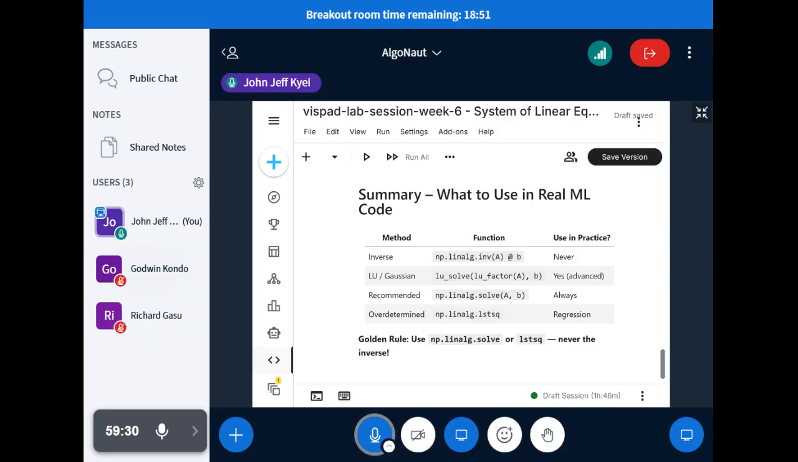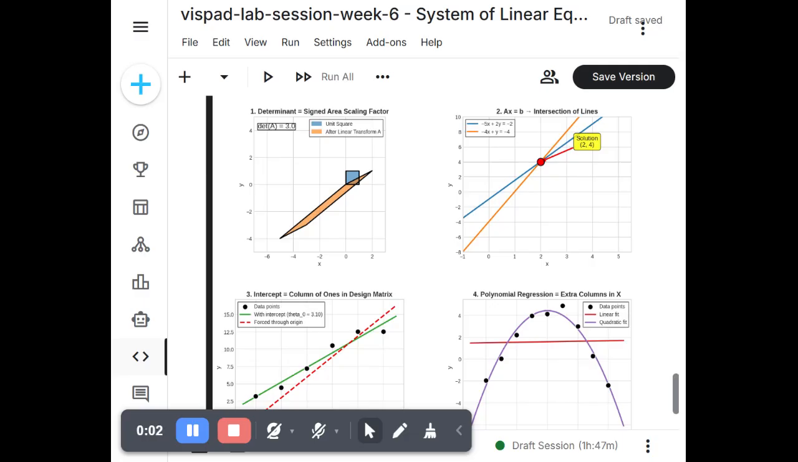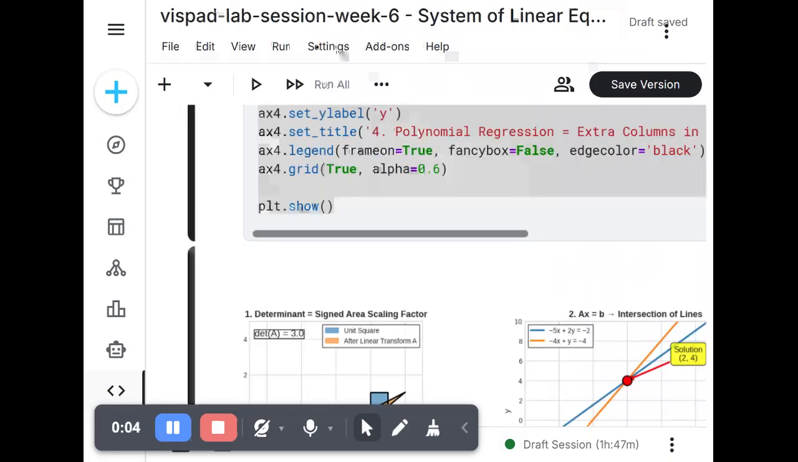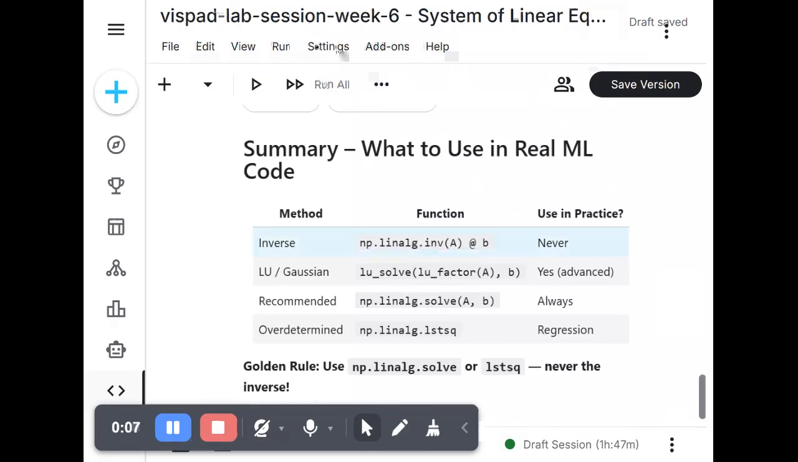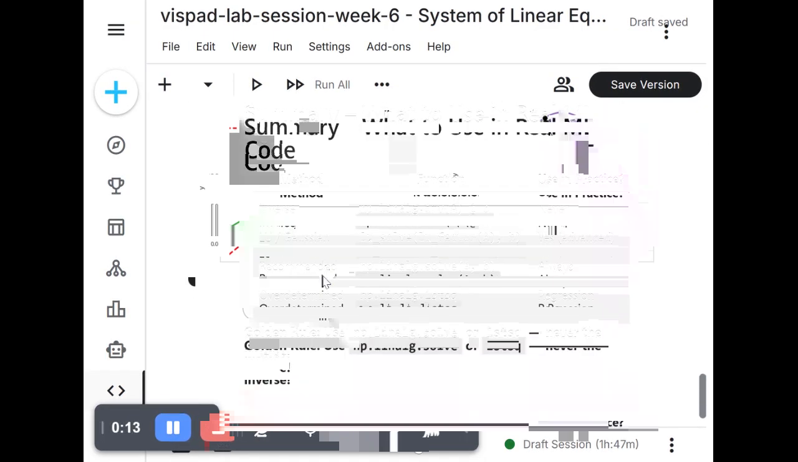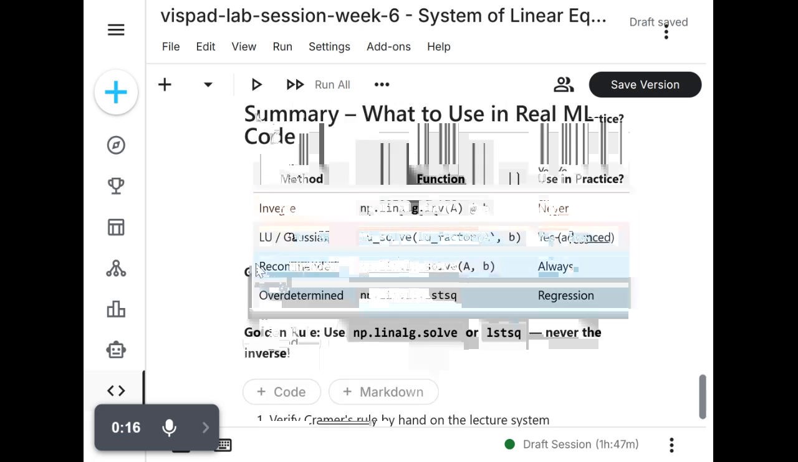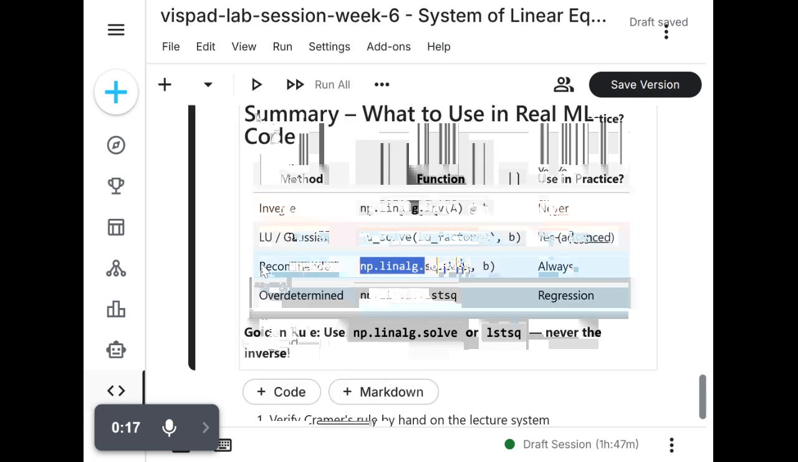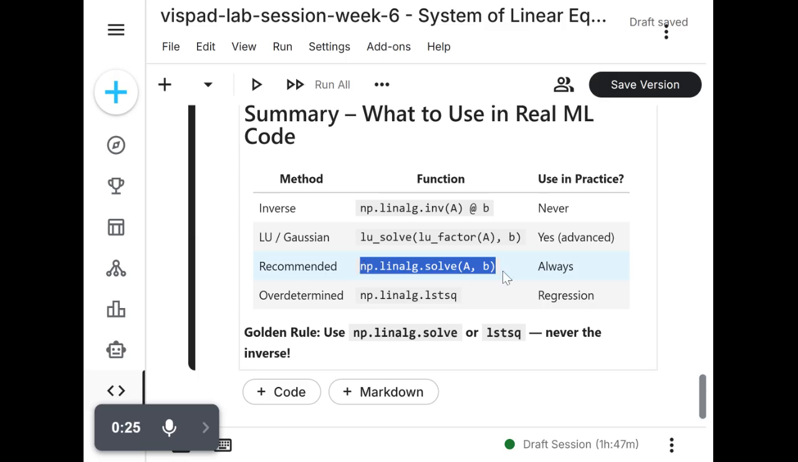Okay. And also, this was what functions you can use when you're working on real world ML code. So the most recommended approach is the np.linalg.solve function, mostly because it's the fastest and also the most stable, because it doesn't take the inverse of the matrix. It does the computation explicitly without taking the inverse.